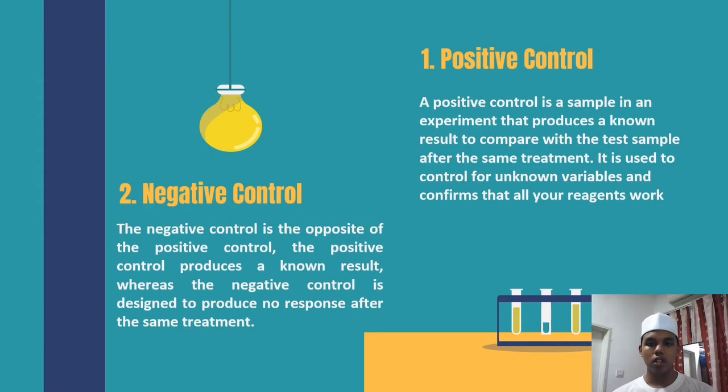So the controls, first, positive control. A positive control is a sample in an experiment that produces a known result to compare with the test sample after the same treatment. It is used to control for unknown variables and confirms that all your reagents work. And the next control is negative control. The negative control is the opposite of the positive control. The positive control produces a known result, whereas the negative control is designed to produce no response after the same treatment.